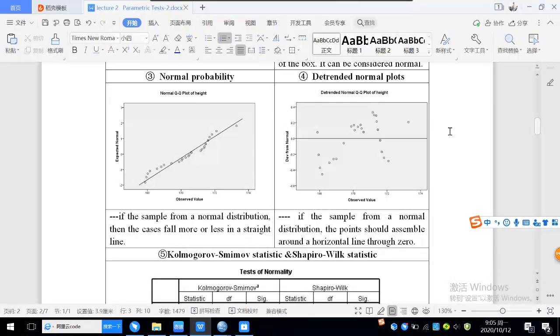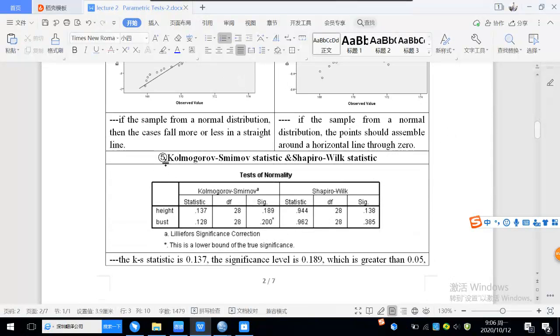Okay. So here I show you the four plots to judge the normal distribution. Next, we will use the statistics. Here is another way. We will use the KS statistic or SW statistic to test normality. It means it has two statistics. So which statistic can we use? It depends on the number of the cases.